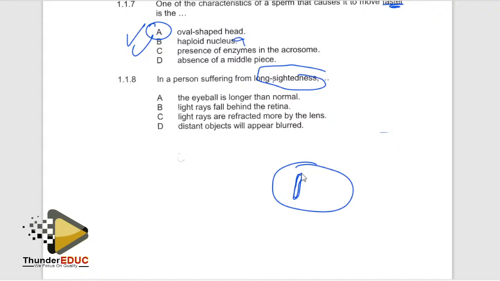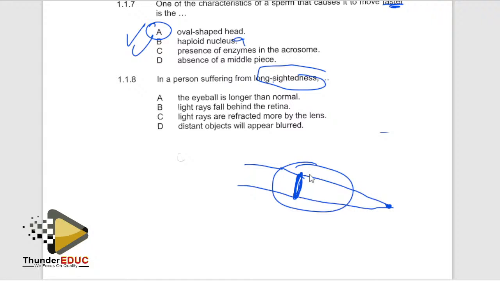A small thing, a small lens, the eyeball is too long. It means that you are able to see things which are far, but you can't see objects which are near. So when they come with a big beam, this lens cannot reflect the light. Therefore, it ends up forming the image at the back of the retina. Now we have to look for this in this statement.